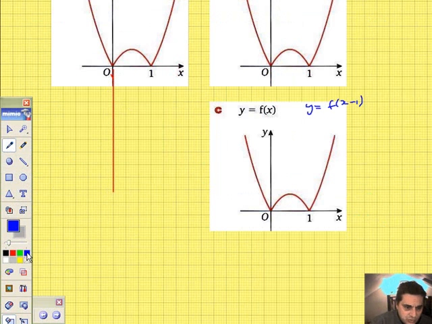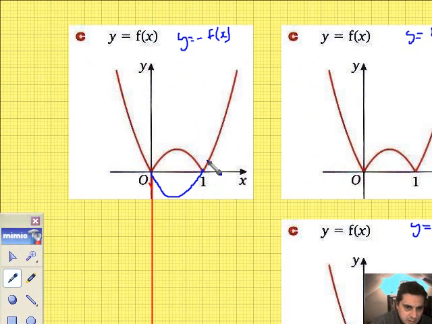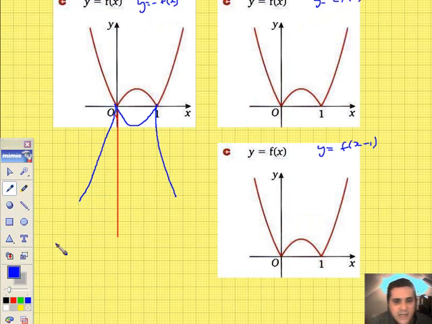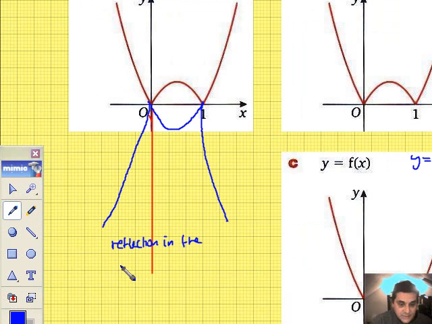Let's try and draw it in blue. Right then, so we've got something like this, and then this part will become a bit more like that, and this part will look a little bit more like that. Far from perfect. Again, no key points to quote there. Still 0, 0 and 1, 0, and this is still a reflection in the x-axis.